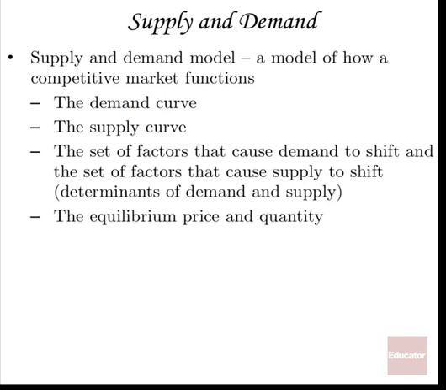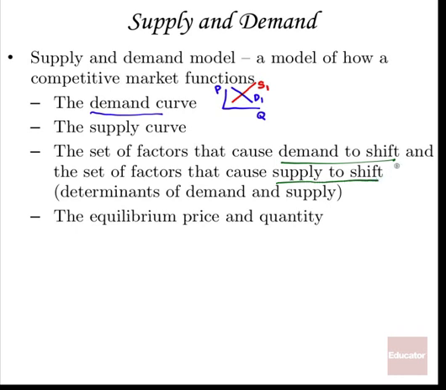Obviously, for the first part of the supply and demand model, you have the demand curve, which is going to be a downward sloping graph. So even a small graph like this, I'm going to make sure to label this here. And then you have the supply curve, which is an upward sloping curve, and you label it S1. We're going to look at the set of factors that cause demand to shift and the set of factors that cause the supply to shift.